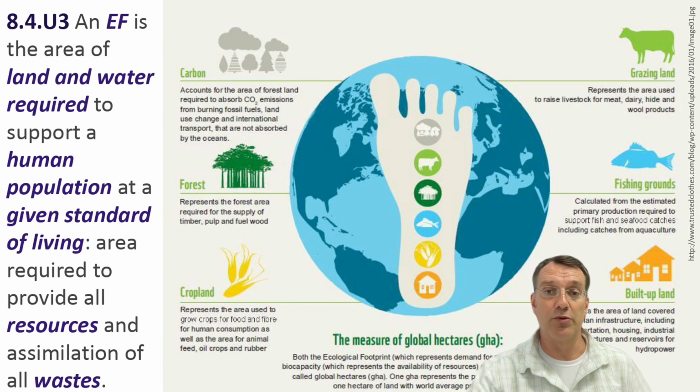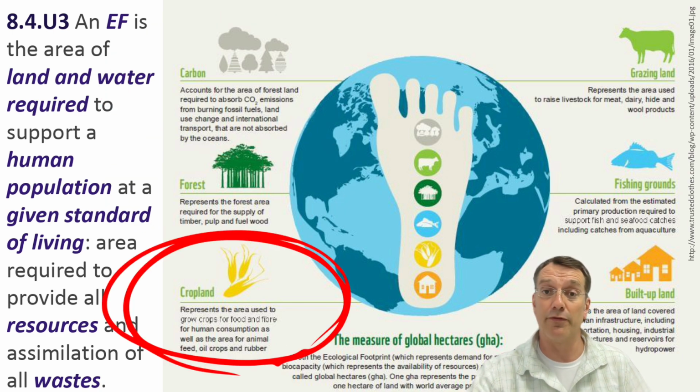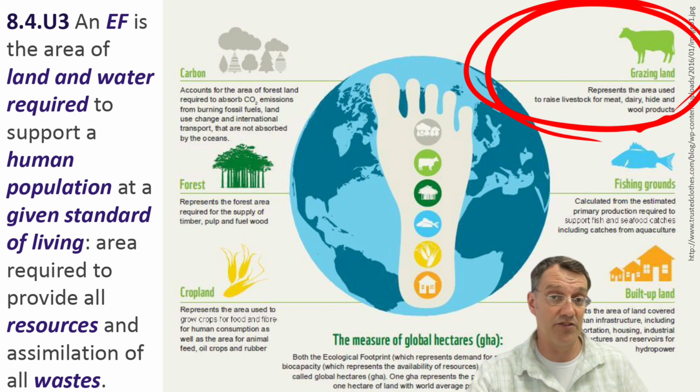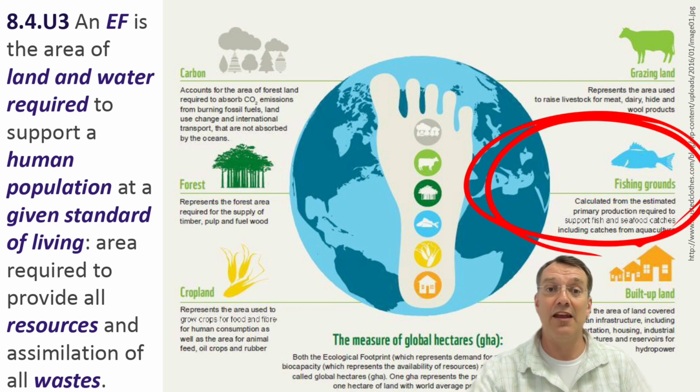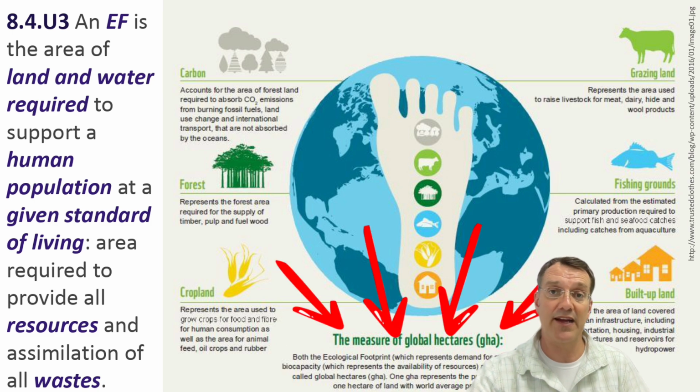An ecological footprint measures the area of land and water required to support a human population at a specific standard of living. It includes land for carbon absorption from fossil fuels, forests for timber, cropland for food, grazing land for livestock, fishing grounds, and built-up land. All these are measured in global hectares.